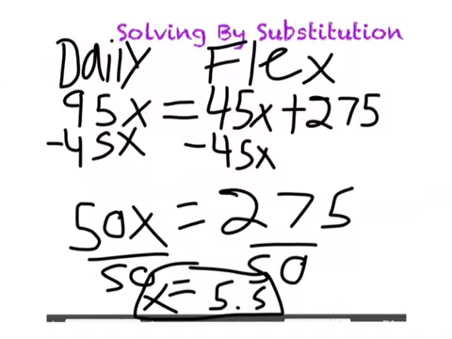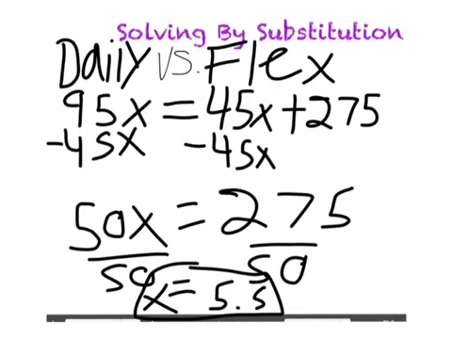So here we are solving by substitution, and we have the daily pass versus the flex pass. So the equation that we have is 95x equals 45x plus 275, because the equation was y equals 95x, and then the other equation for flex was y equals 45x plus 275. But since we both have y's, we're just going to take them out, and we're going to do 95x equals 45x plus 275. So here we're going to solve.